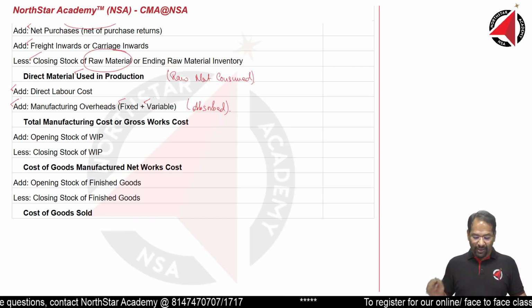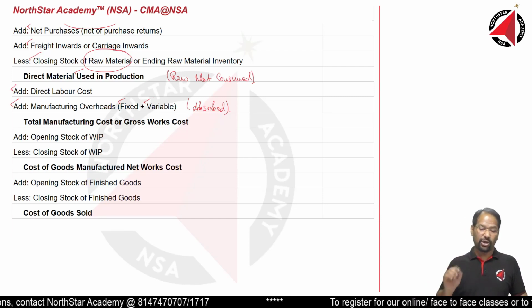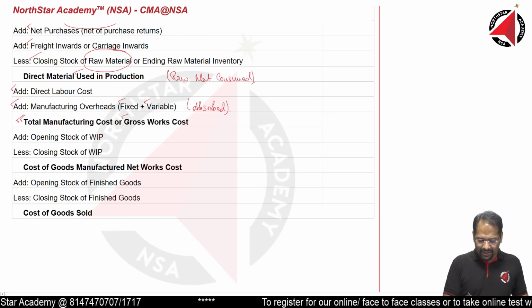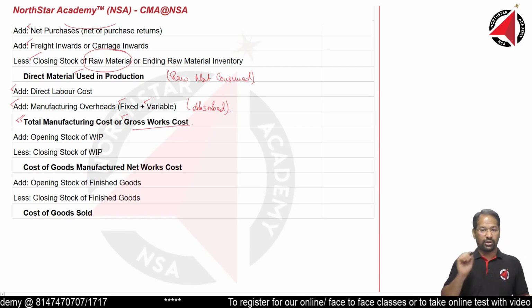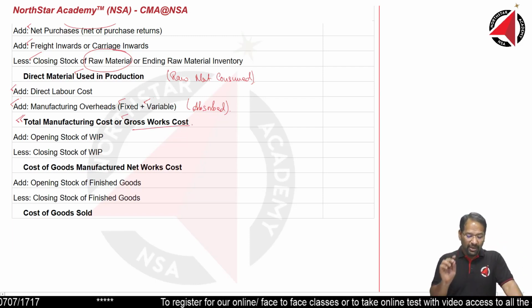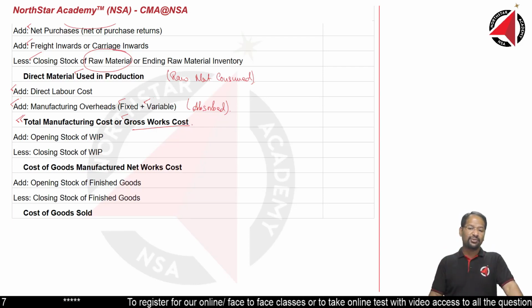What do you get? You get total manufacturing cost. Remember, the first word is very important. In India, we generally use the word gross works cost. What is the more important word for you to know? Total manufacturing cost, because that is the word which will be tested and used quite frequently.